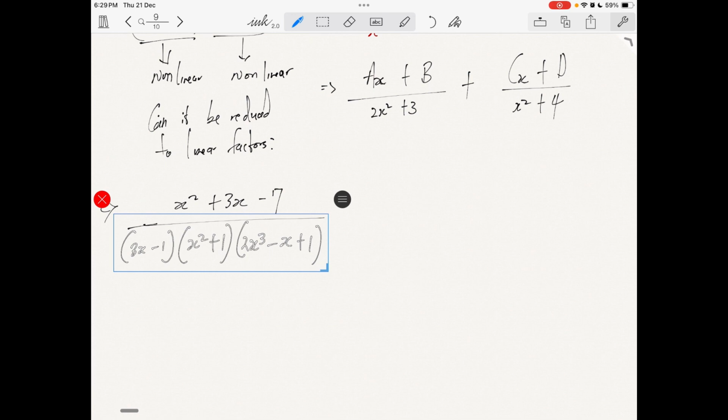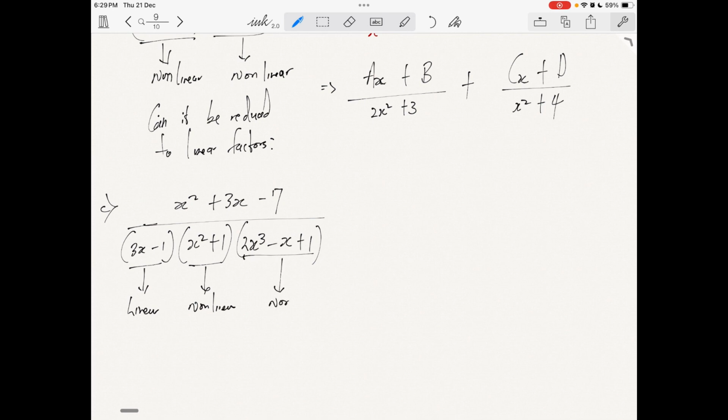And are they linear or non-linear? I can say the first one is linear because it's just 3x. The second one is non-linear, it is x squared, and the third is non-linear too, because it has x cubed, and we haven't done anything with x cubed. So now let's reduce it. Linear, non-linear, and then non-linear. Can this be reduced?